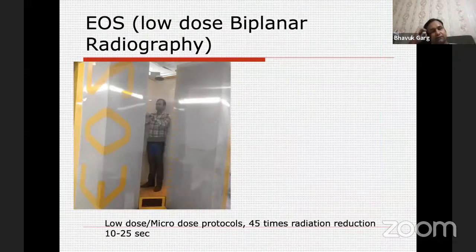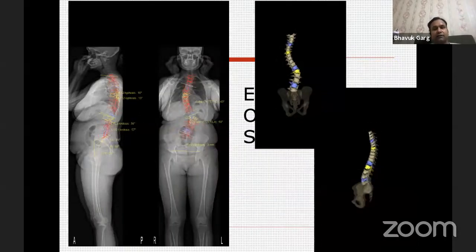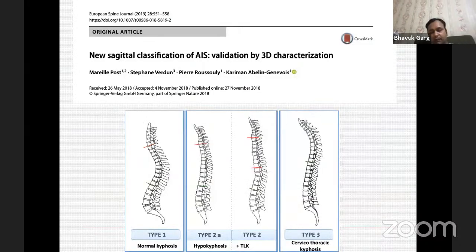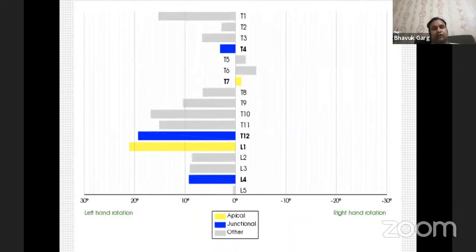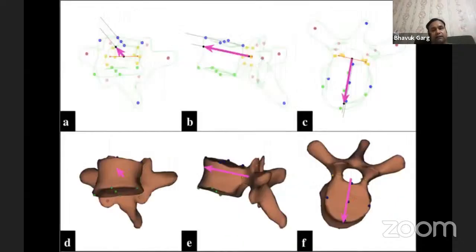EOS has changed our understanding of Lenke curves now, because we were looking at a three-dimensional deformity from a 2D perspective. This is the 3D picture which the EOS gives us, and now people are also understanding these sagittal classifications which are coming up in AIS from the Lenke group itself. The most important thing is this diagram which EOS gives us, a 3D view from the top, and we can look at the rotation of the different vertebrae, and these are the vertebral vectors.